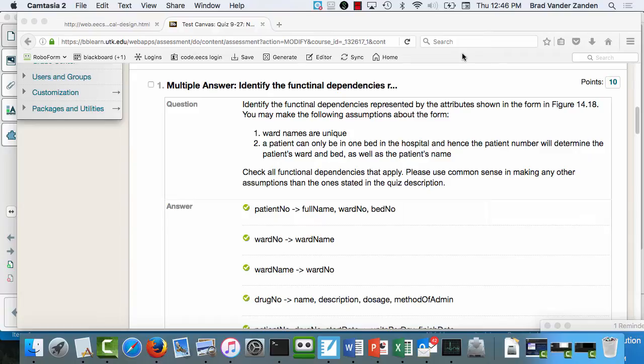Okay, so you were asked to essentially work exercise 14.14 from the book, and I was making you work through it in order of the parts. So you were first being asked to identify the functional dependencies, and I gave you a couple assumptions that you could make that the book didn't really tell you.